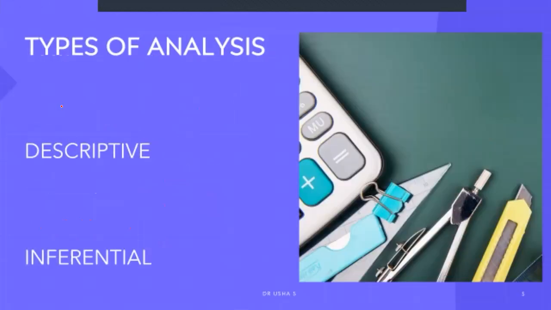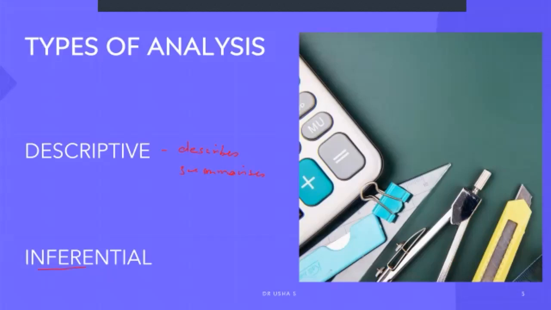Okay. Next, we'll talk about types of statistical analysis. You have descriptive analysis and inferential analysis. Descriptive analysis, as the name itself says, it describes or summarizes a particular set of data. It does not add anything new, but whatever is there, it is described and summarized.